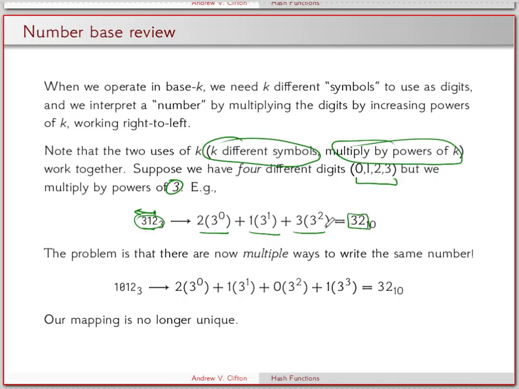The problem with having mismatching like this, a 3 there but 4 different digits, is there's now another way that we could write the same number. If I write 1012 and we do the same process, 2 times 3 to the 0, 1 times 3 to the 1, 0 times 3 squared, 1 times 3 cubed, we get the same number. So there's multiple ways to write the same number, and we want our mapping to be unique there.